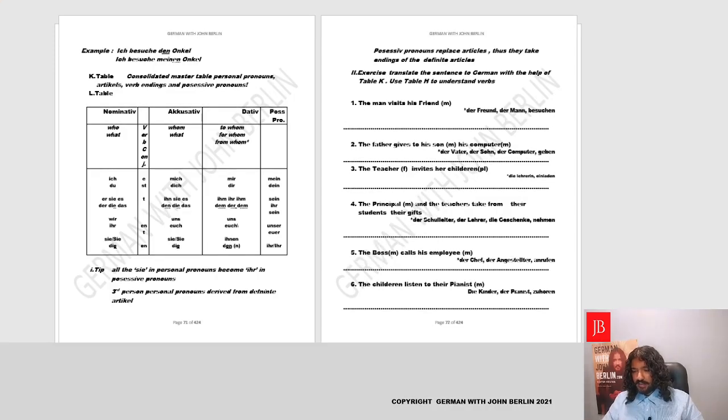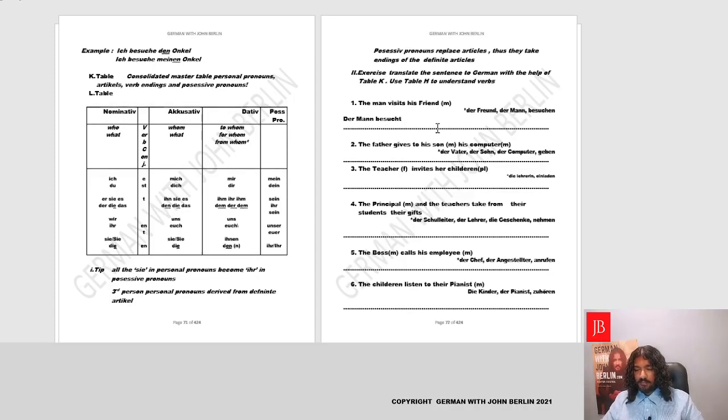So let's do the first sentence together. The man visits his friend. So who visits? Let's go to who. That's nominative, yes. So we'll say who, it's the man. Man is masculine, so we'll say der. And we'll write here, der Mann. The verb is besuchen. We'll conjugate it for third person. Yes, it'll be besucht. Perfect. Der Mann besucht his friend.